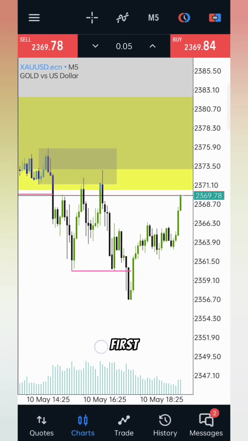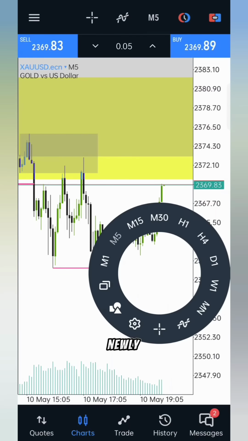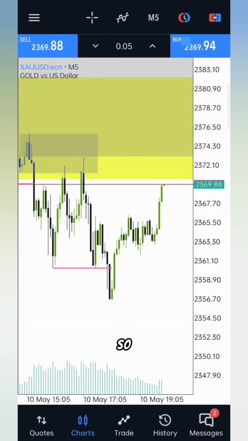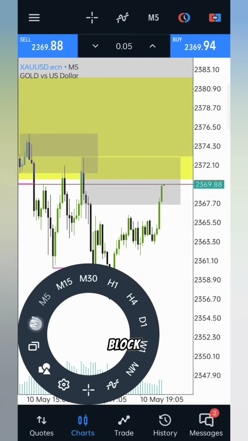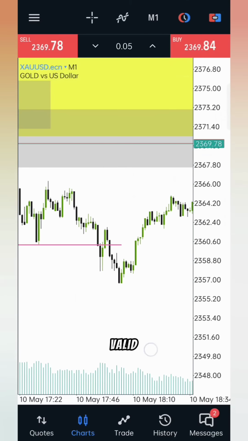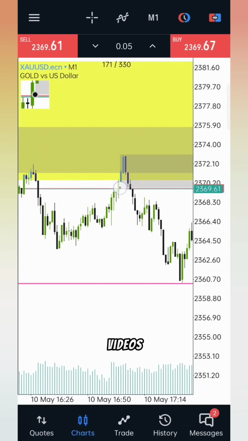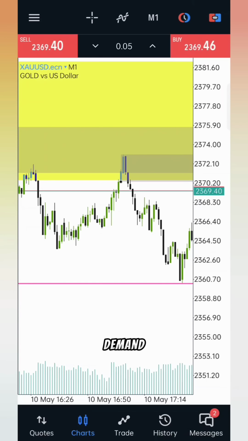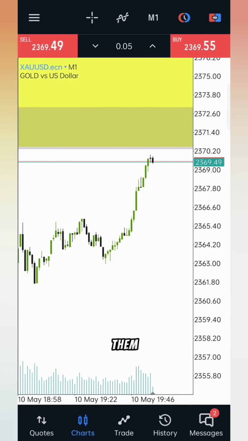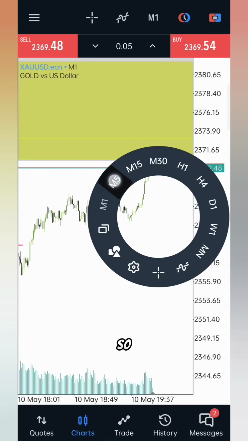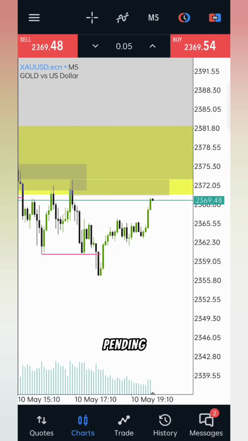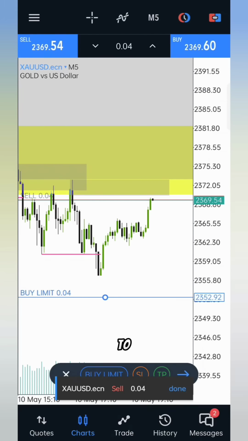Guys, after the first trade, the price went back to the newly formed supply zone. So, as you can see, this is our most current supply zone or order block. And the supply zone or order block is valid because of the break of structure. In my previous videos, I called these areas supply or demand zones, but smart money refers to them as order block zones. So, I'll begin placing all of my pending limit orders from this supply zone, as the price is currently very close to the order block zone.